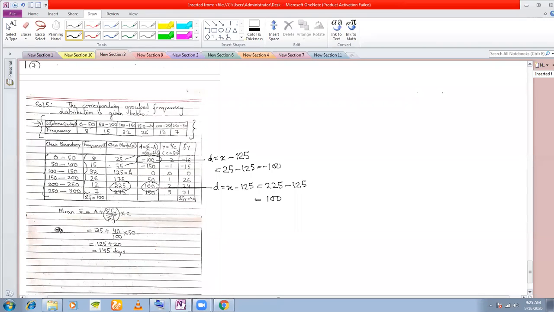I've done this again by step deviation method. You can apply the deviation method also, since no method is specified here. After calculating the deviations, I've made the next column y is equal to d by c, where c is the class width. In this case, the class width is 50 minus 0, 100 minus 50, so 50. So each d has to be divided by 50. For the first one, minus 100 divided by 50 will give you minus 2.